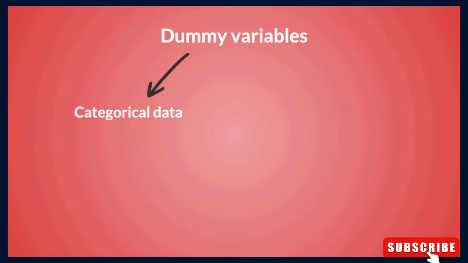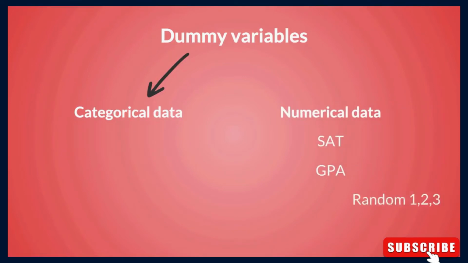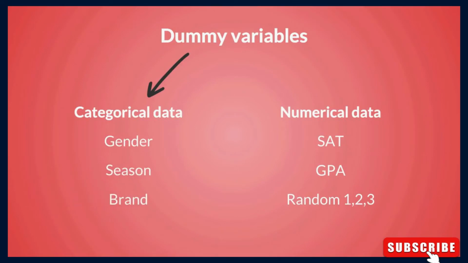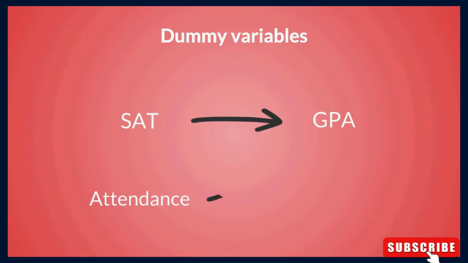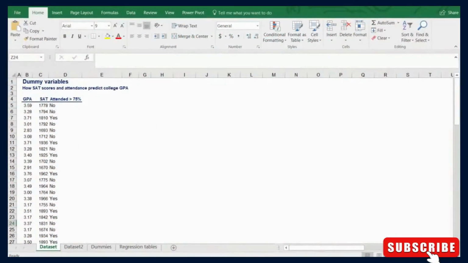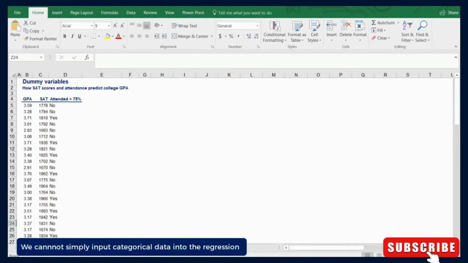So far, we used only numerical data, like the SAT score and the GPA, or the random 1, 2, 3 variable from the adjusted R-squared lesson. Now we will explore how to include variables such as gender, season, and brand into a regression we are working with. For instance, let's take our GPA prediction example that we all know so very well. Generally, another good and suitable regressor for GPA is attendance. Here is a dataset that includes a variable that measures if a student attended more than 75% of their university lectures. This is categorical data, so we cannot simply put it in the regression.